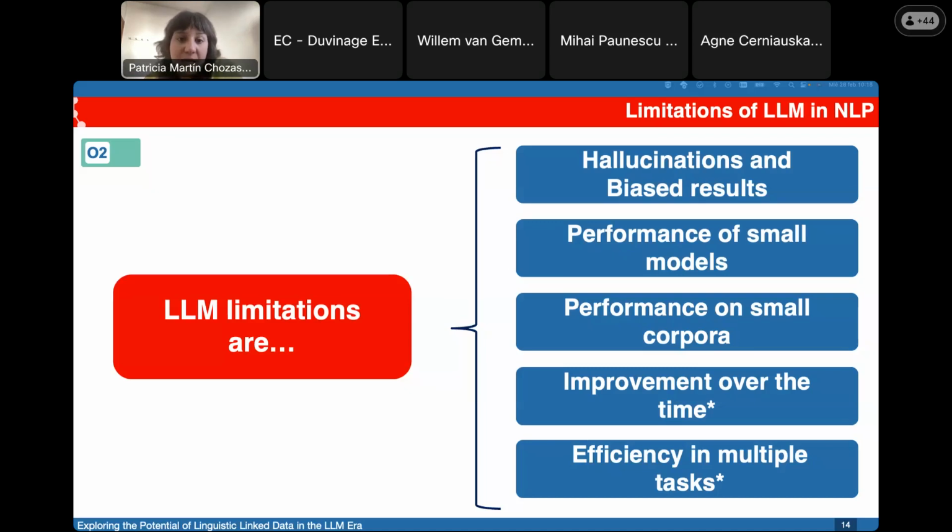Because yes, LLMs can improve over time, but the cost of retraining a large language model is huge, and not everyone can afford that. It's not realistic. And coming back to the multiple tasks, yes, they can perform multiple tasks, but only in general domains. So if we try to solve tasks in specific domains, we will get a lot of problems. This is also a limitation, no?